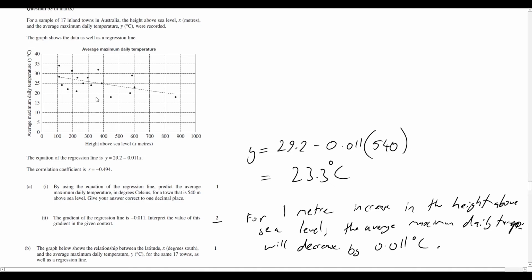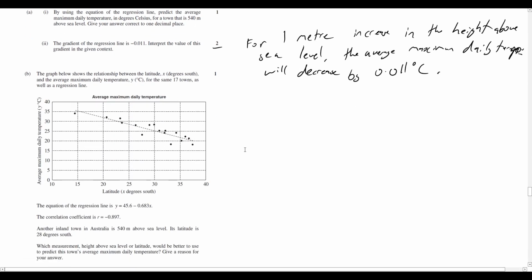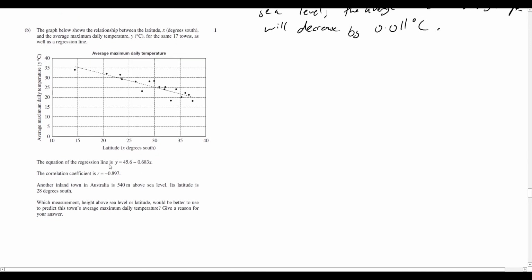Okay, moving on to question 33, part B. Now, the graph below shows the relationship between the latitude x, degrees south, and the average maximum daily temperature, y, degrees Celsius, for the same 17 towns, as well as a regression line. We have a new equation for that regression line, and here the correlation coefficient is r equals minus 0.897. Another inland town in Australia is 540 meters above sea level. Its latitude is 28 degrees south. Which measurement, height above sea level or latitude, would be better to use to predict this town's average maximum daily temperature? And can we give a reason for our answer?